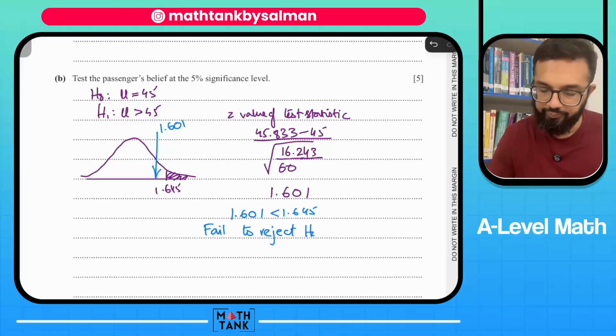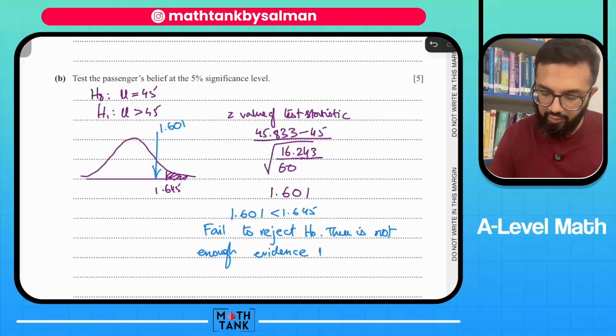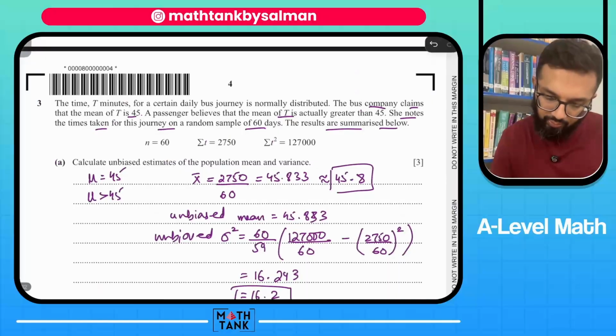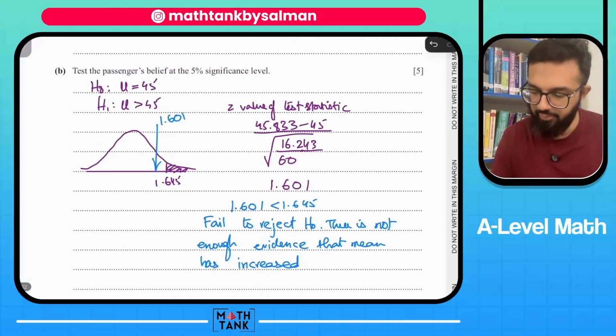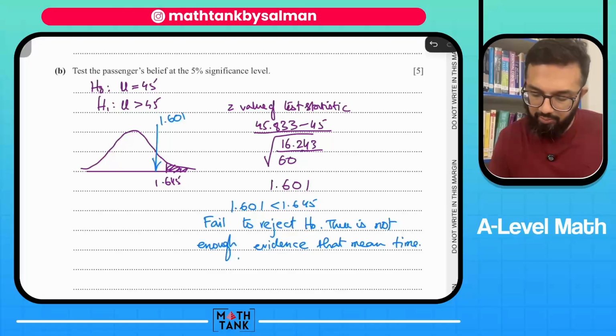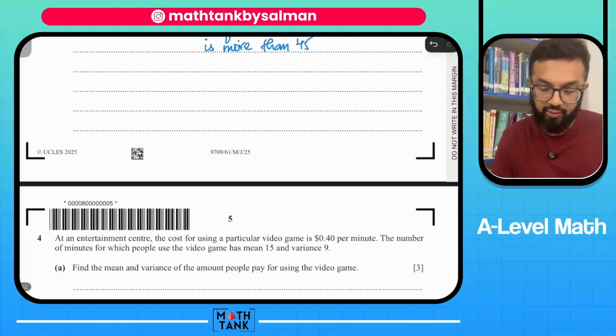H not. There is not enough evidence that mean has increased. What mean? Let's talk about mean time. Mean time is more than 45. Let's put it that way. Okay, that's the correct way of saying it.